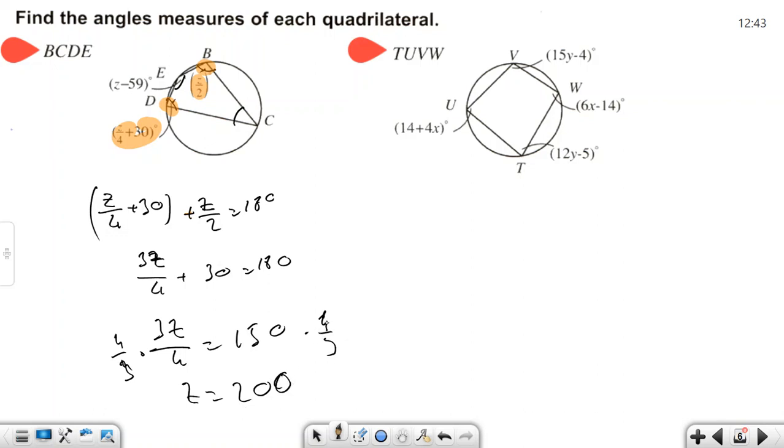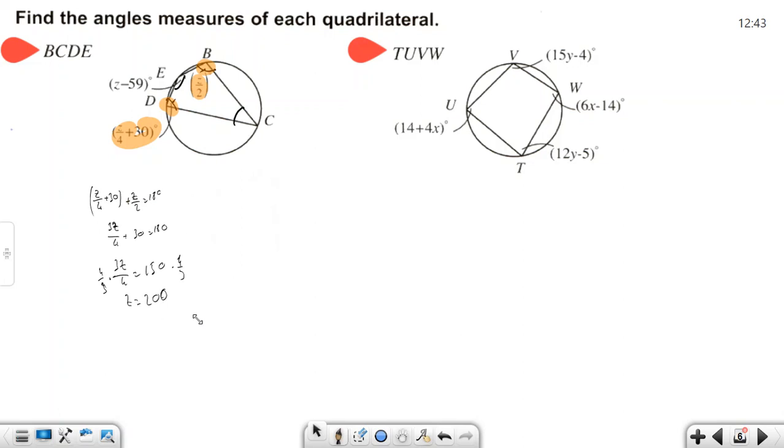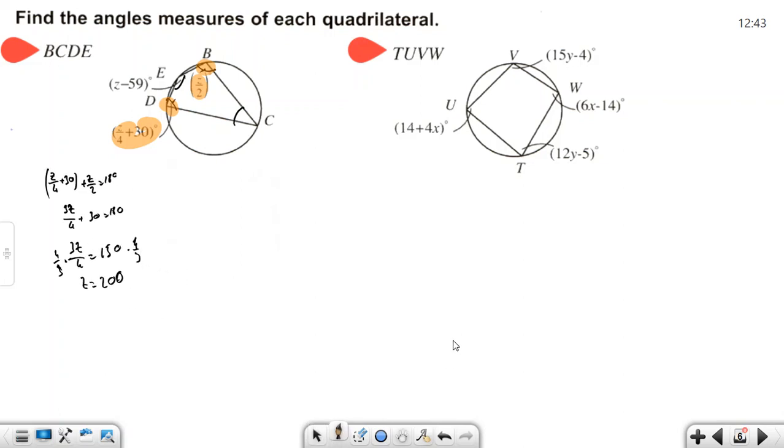This is the z. But the question doesn't ask about z, the question asks about angles. So we find the value of z. Let's keep it on the left side here. So first angle, let's calculate b. b equals z divided by 2. Sorry, z equal 200, not 100. 200 divided by 2 is equal 100. If the b is 100, so this must be 80, because sum of these two must be 180. So d is equal 80 degrees.